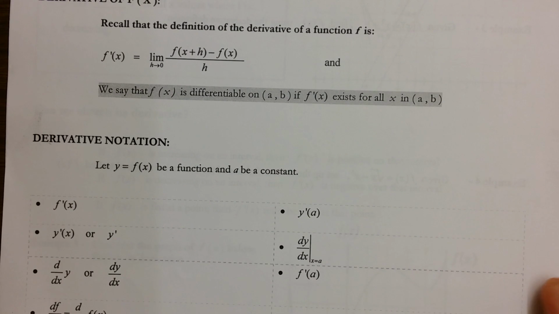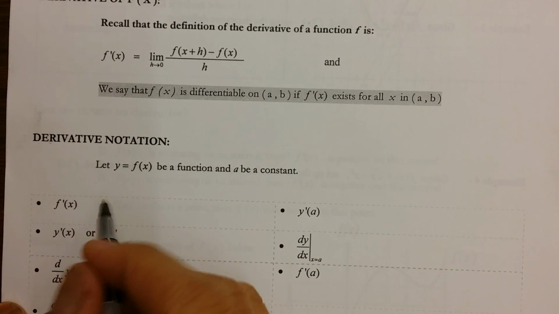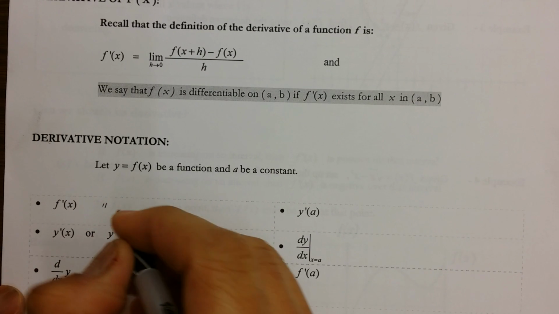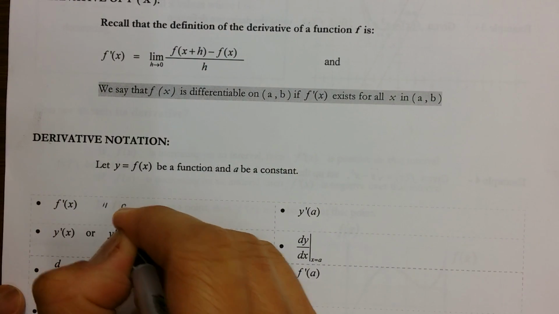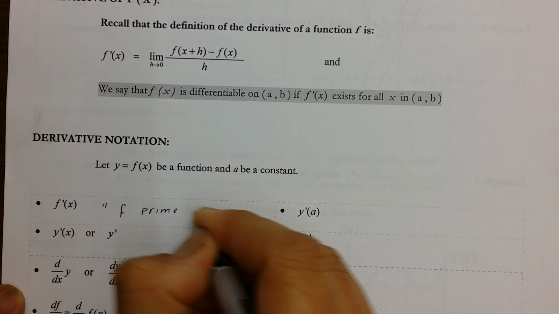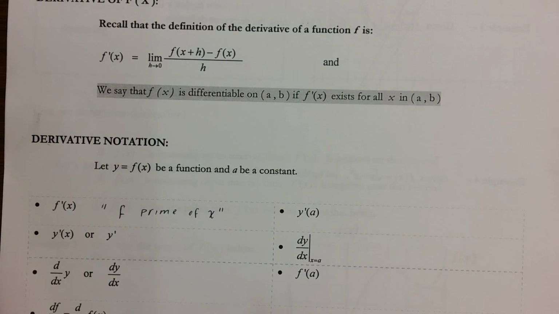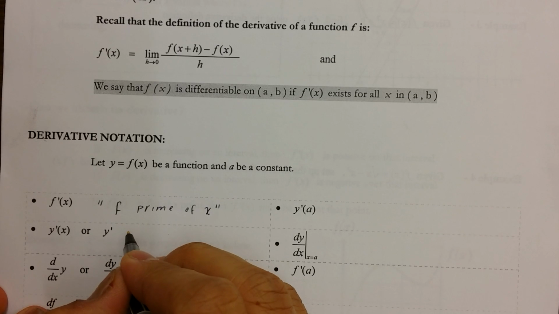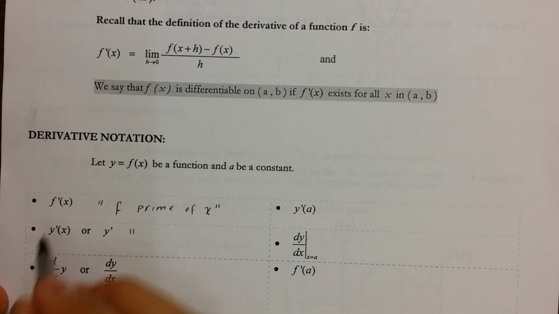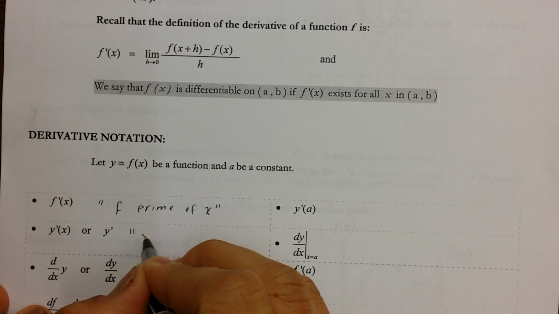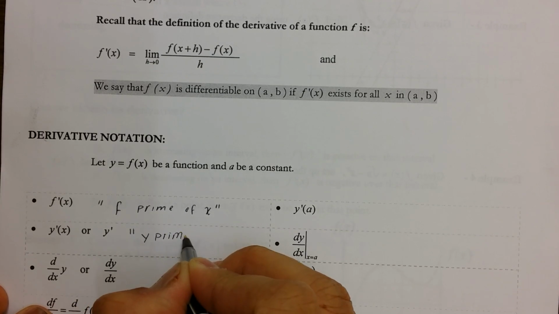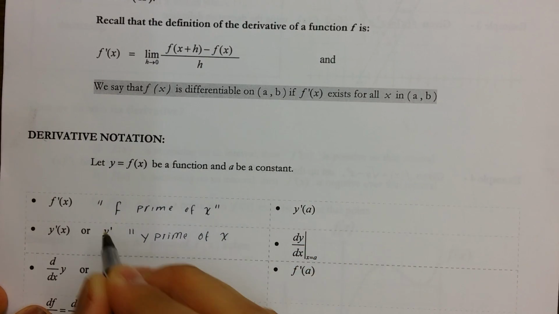Now, what notations imply derivative? Well, the first notation that implies derivative is f prime of x, and that means find the derivative of the function f. Other notation that also means derivative is y prime of x, or simply just y prime.